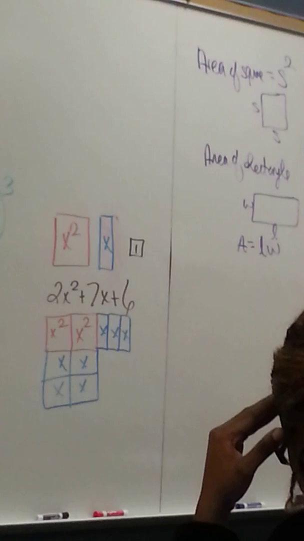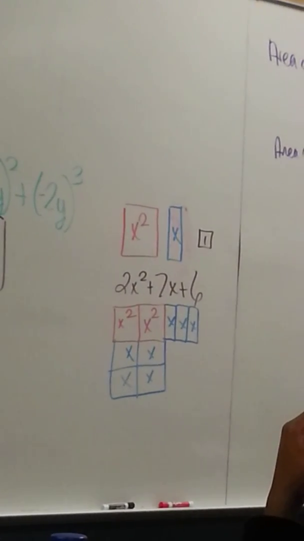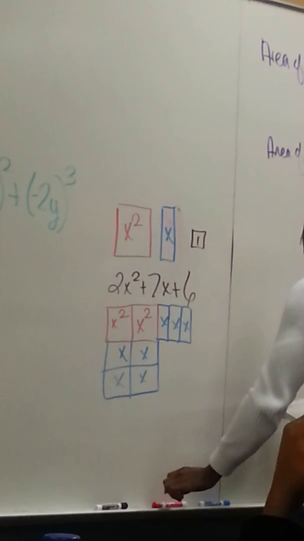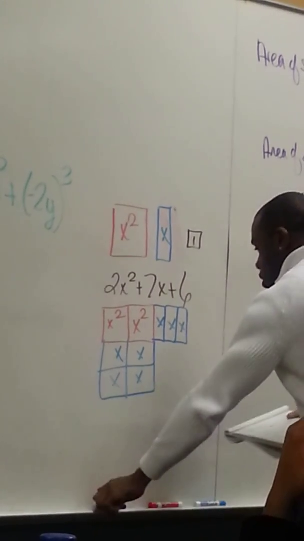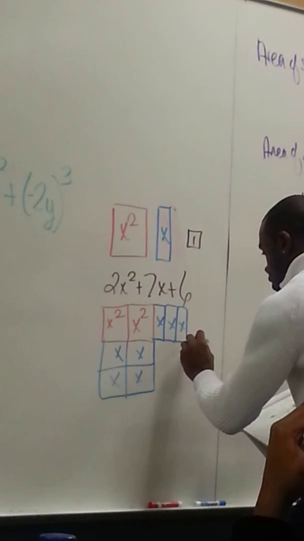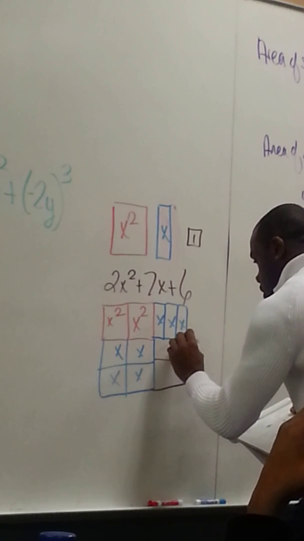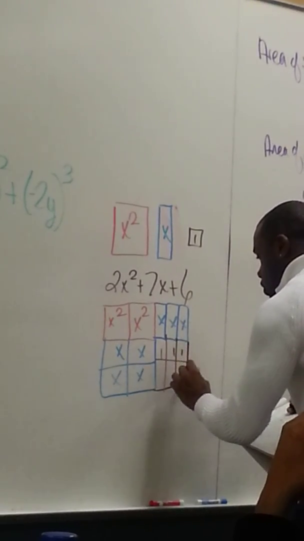So 4 x's on the bottom. And then how many ones do I need? 6 ones. Let's go and get them in here. So 6 ones: 1, 1, 1, 1, 1, 1.